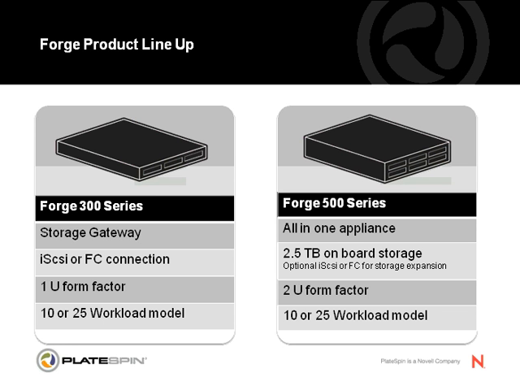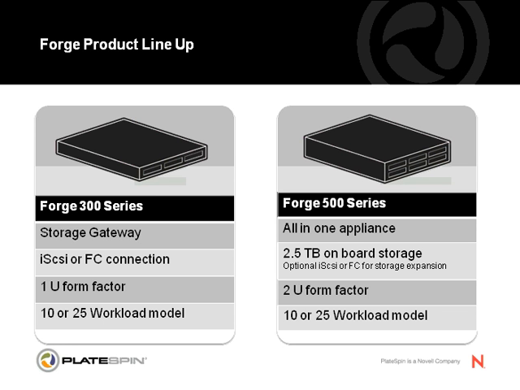So just very quickly, I also wanted to talk about some of the new models that we've introduced. We've expanded the product line family with Forge, where there are now two core families: the Forge 300 series and the Forge 500 series. The 300 series is really focused on being a storage gateway. It can come with an iSCSI or fiber channel connector, in a 1U form factor, and in either a 10 or 25 workload model.